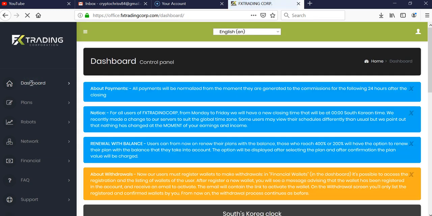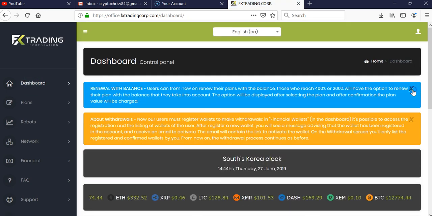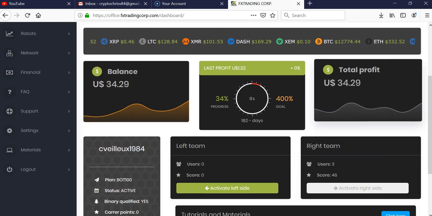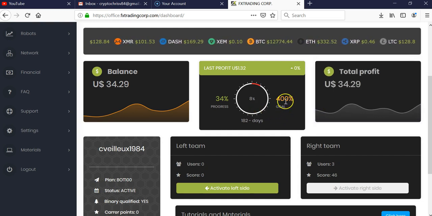Now, I did start before they switched the rules a little bit. So my membership is 200 days, which now I have 182 left, or 400%. At the end of that time, the plan cancels, and I can either upgrade to the next plan and reinvest, which is the bot 300, which I'll show you in a few minutes, or I can just take all my money out.